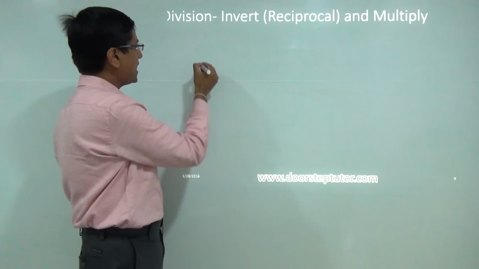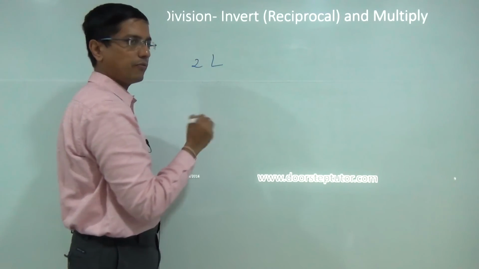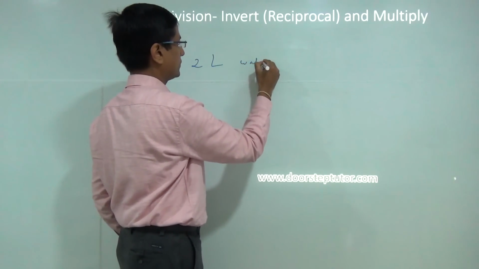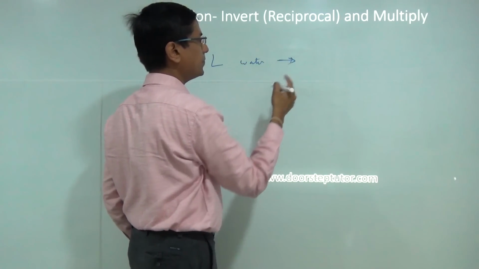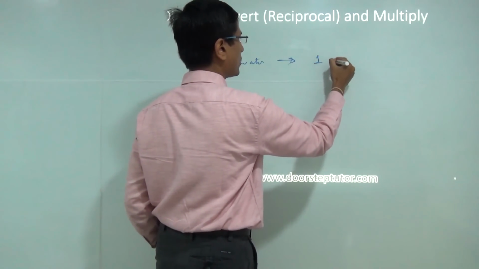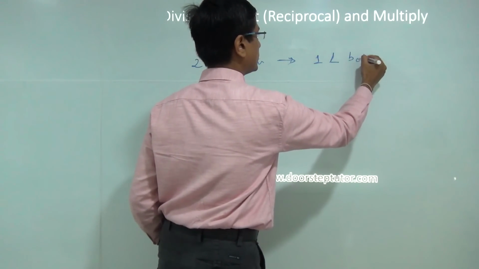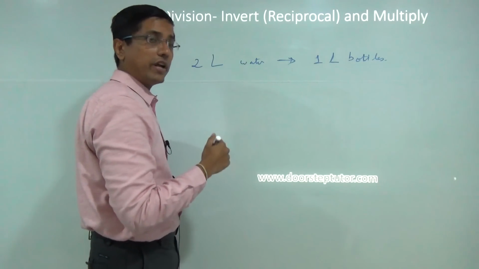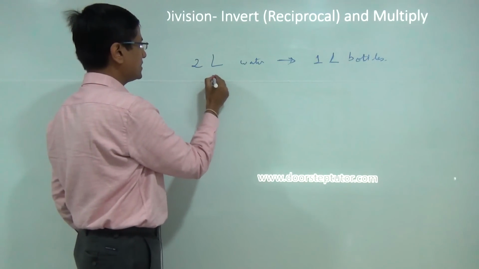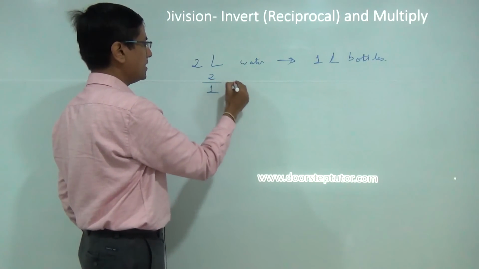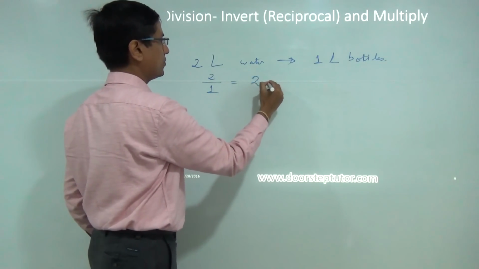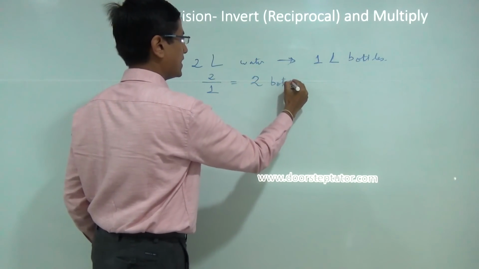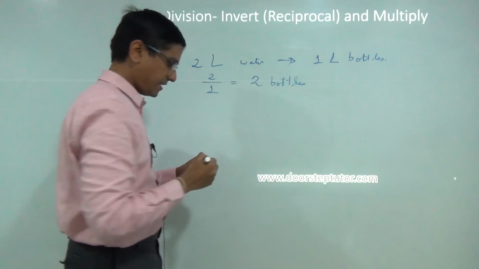So let's say I have 2 liters of water, and I have to transfer it into 1 liter bottles. How many bottles would I need? You will say it's very simple, sir. We can simply do 2 divided by 1, and the answer is we'll need 2 bottles. Correct. This is easy.